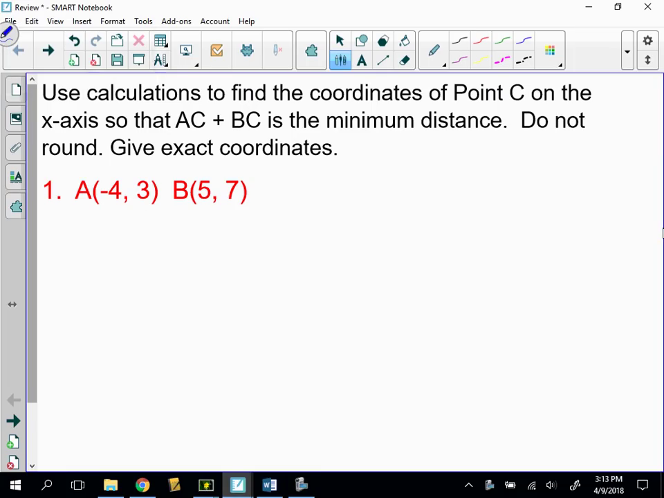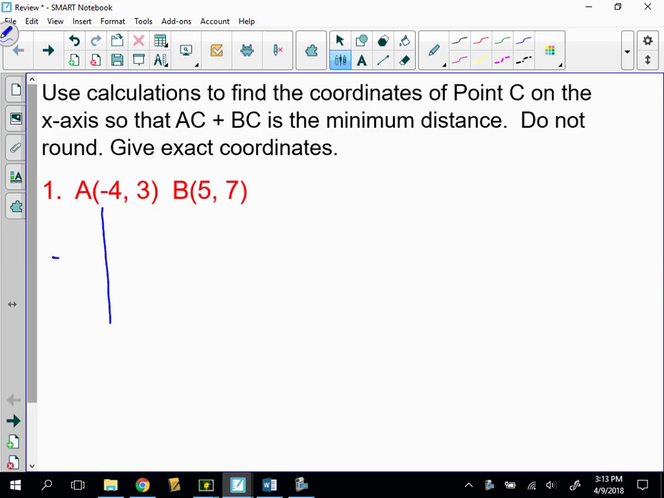Okay, let's start with this problem here where we are trying to locate point C, which will be on the x-axis, so that the distance from point C to A and B is going to be the minimum. So let me draw a really rough sketch to give you a visual, but we're going to use all algebra here to go ahead and calculate.